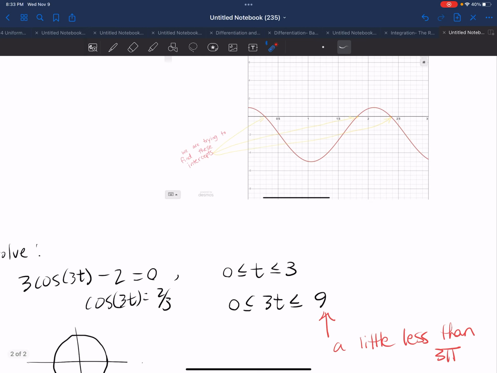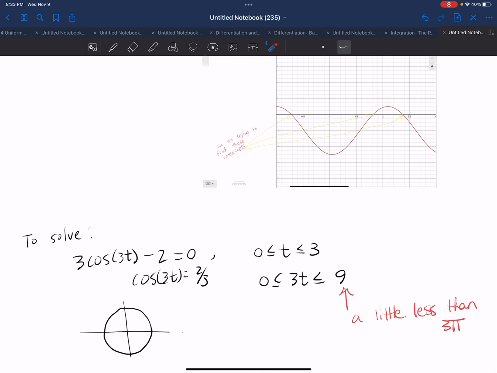Now, to actually figure out what the intercepts are, I'm going to write down my equation and try to solve for t. So I just added 2 to both sides, and then I divided by 3. So I got cosine of 3t is supposed to be 2/3.